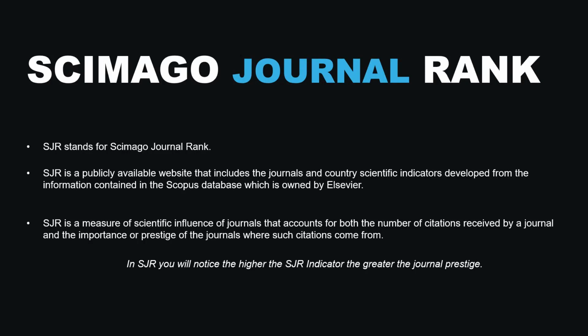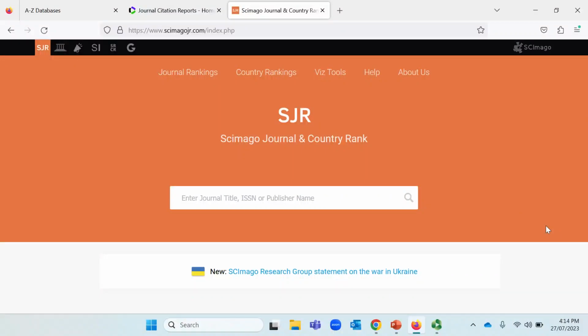SJR is a measure of scientific influence of journals that accounts for both the number of citations received by a journal and the importance or prestige of the journals where such citations come from. In SJR, you will notice that the higher the indicator, the greater the prestige of the journal. To access the SJR website, you will see the web address at the top of the screen here, scimagojr.com. Alternatively, a Google search for SJR often brings this site to the top of the list.